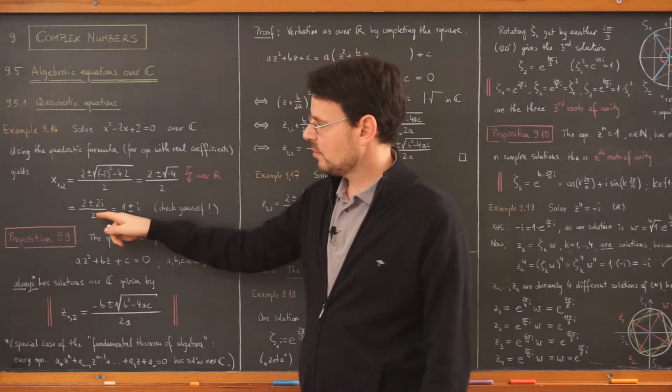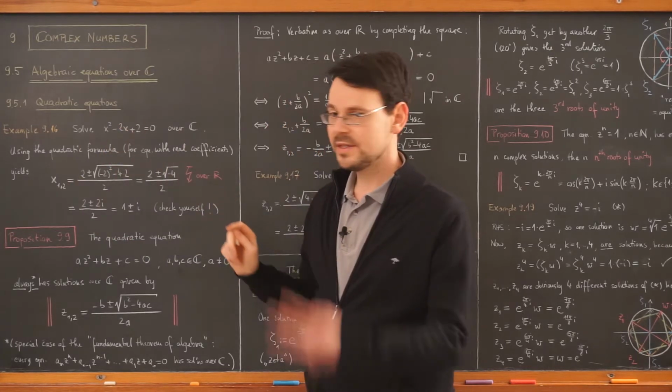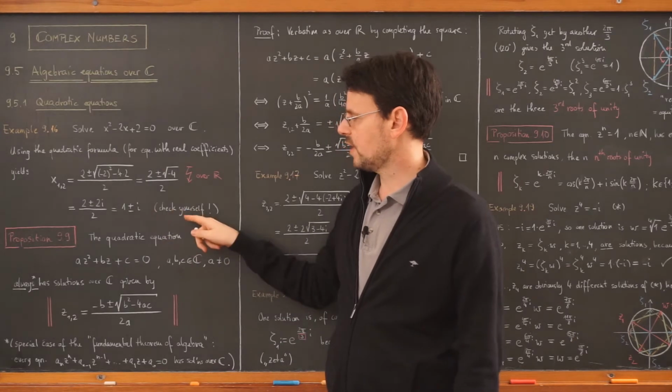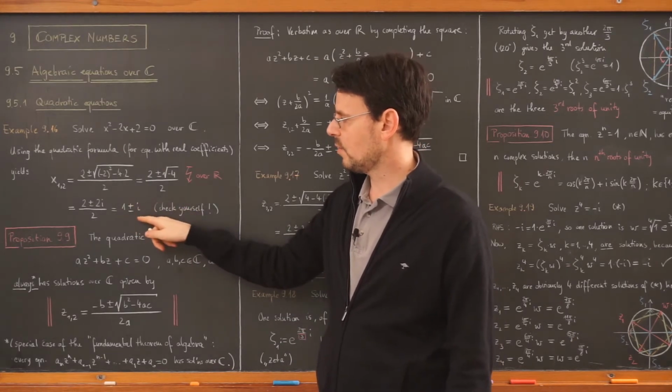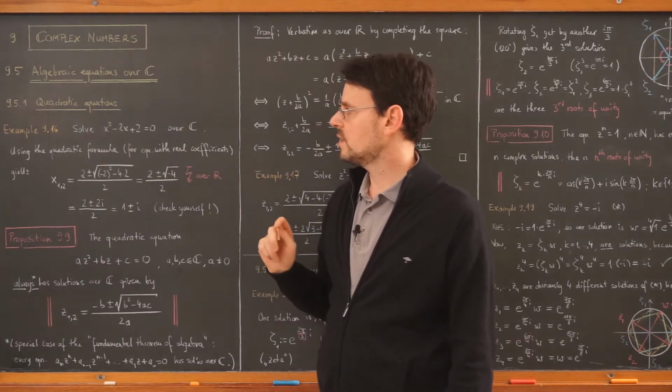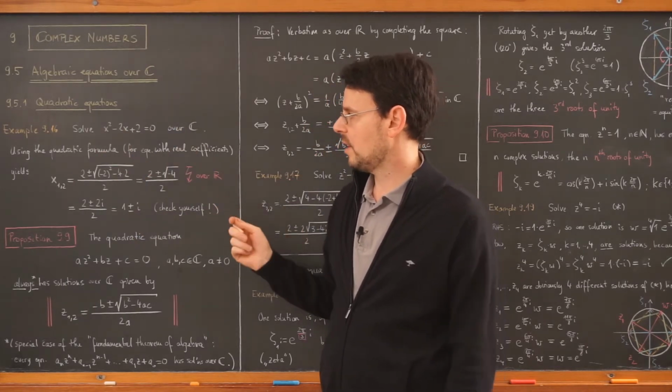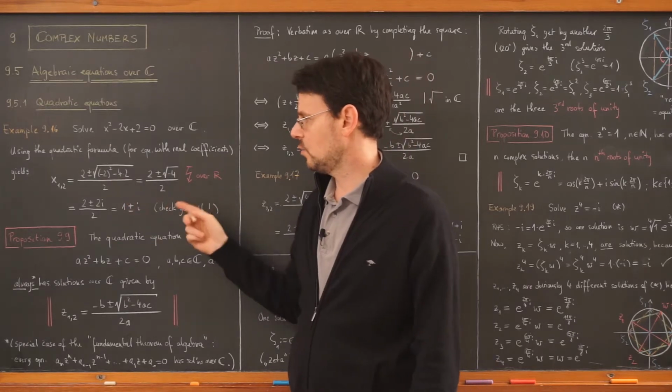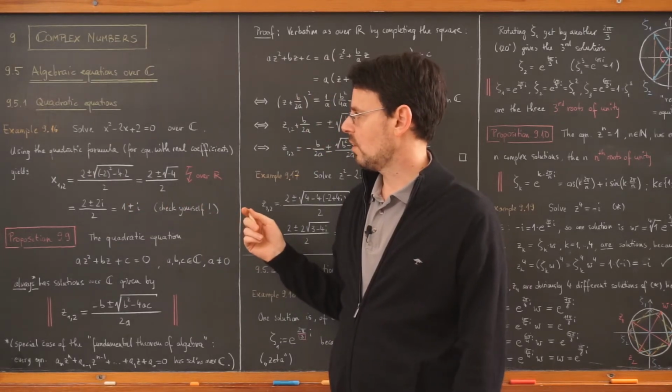So without any problems, this equation now has two solutions over the complex numbers, 1 plus i and 1 minus i. Good exercise to plug these into this equation and actually check that they are indeed solutions, and that we didn't do anything illegal or wrong.